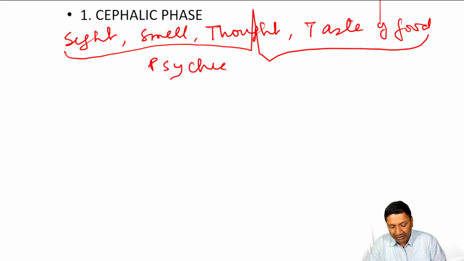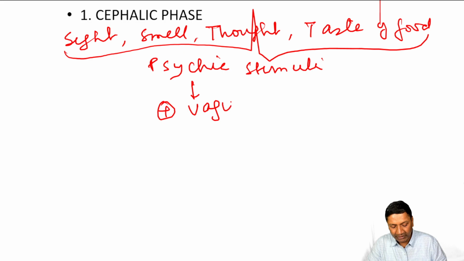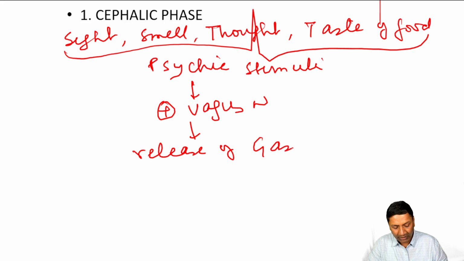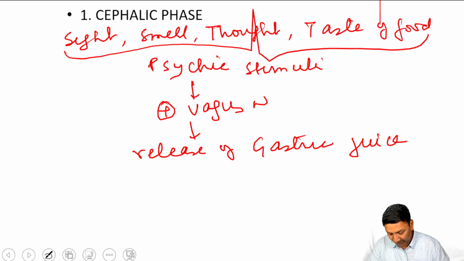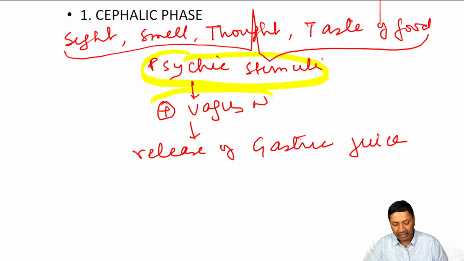So these psychic stimuli are going to stimulate the vagus nerve, right? And this vagus nerve will lead to the release of the gastric juice. So remember, in the cephalic phase, the two things here: one is the psychic stimuli and the other one is the vagus nerve. Remember the psychic stimuli and the vagus nerve in the cephalic phase.